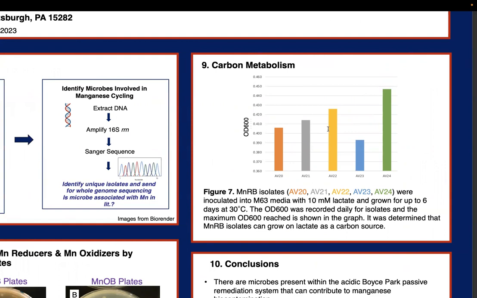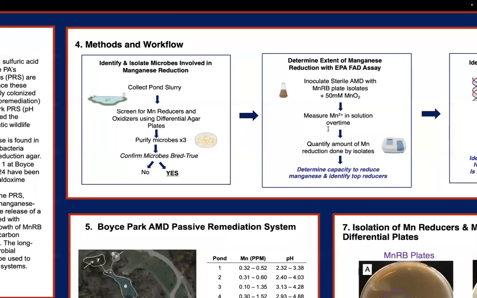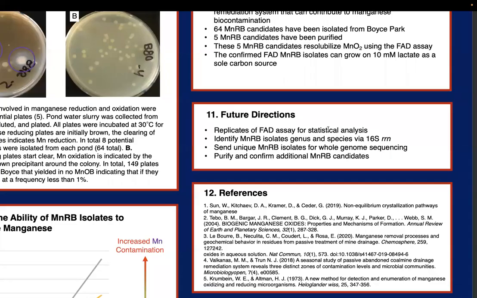In this instance, we've looked at carbon stimulation, or adding something to increase their metabolism, and we can see that we can stimulate the growth of these isolates by supplementing with 10 millimolar lactate. So we know that we have microbes in the system. We have 64 potential candidates, 5 of which have been purified and confirmed in the FAD assay.